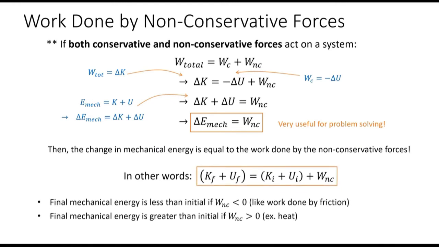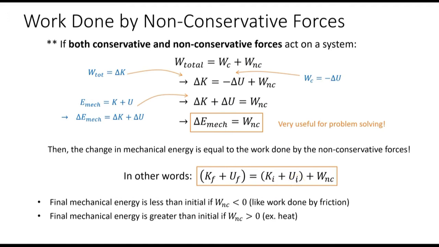We can rearrange this because the change in mechanical energy is the total final mechanical energy minus the total initial mechanical energy. That would be K final plus U final minus K initial plus U initial. So I can add K initial and U initial to the other side, and what we're left with is that K final plus U final, the total final kinetic plus potential energy, or in other words, the total mechanical energy at the final point, is equal to the total mechanical energy at the initial point plus the work done by non-conservative forces.